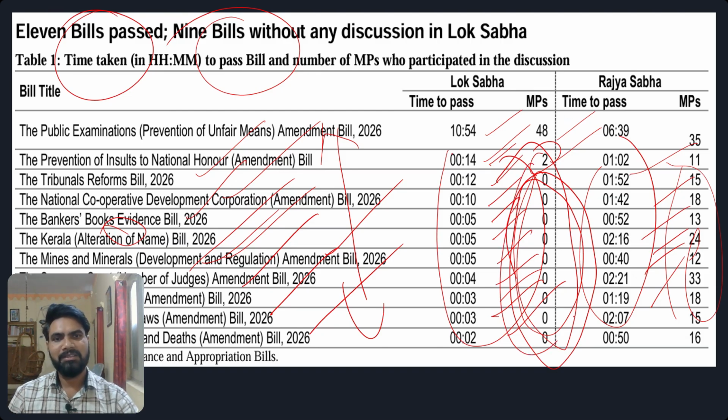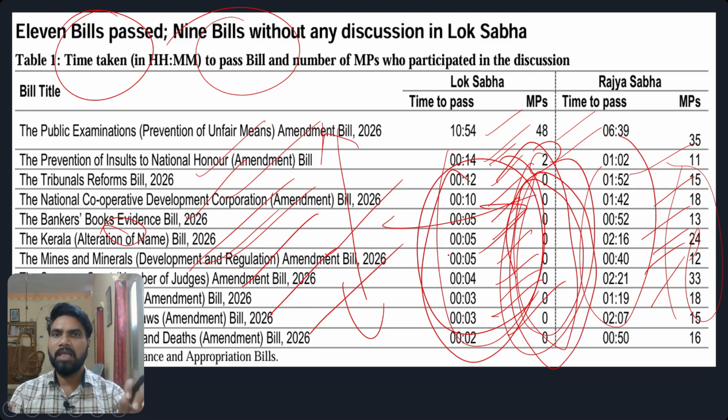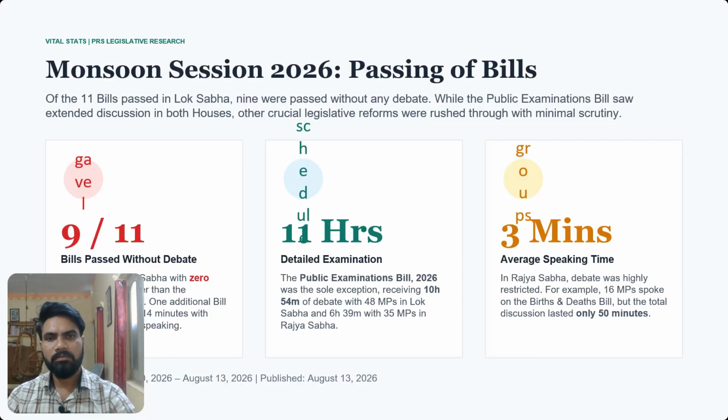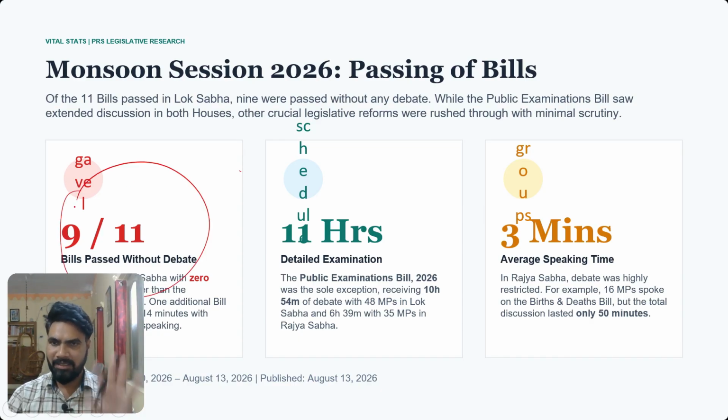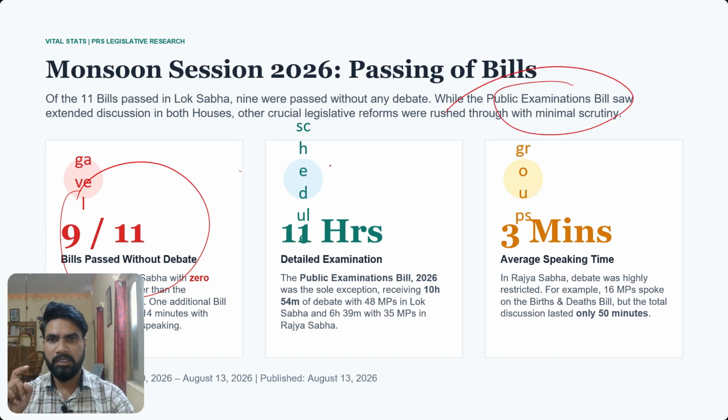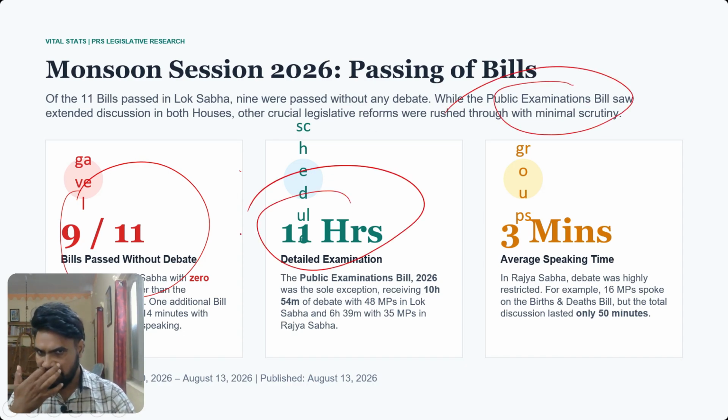But this is not at all acceptable. Passing a bill without discussion is not at all acceptable. That has to be changed. So 9 out of 11 bills were passed without any discussion in the Lok Sabha. On a single bill, the Public Examinations Amendment Bill 2026, 11 hours of discussion was held. You know the reason: the protests that have taken place at Jantar Mantar and in the rest of the places of the country.